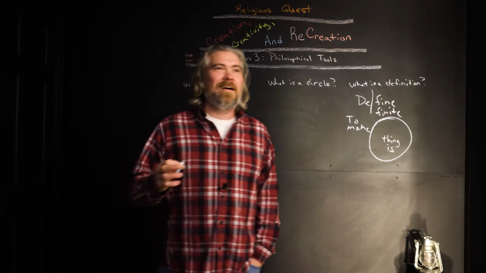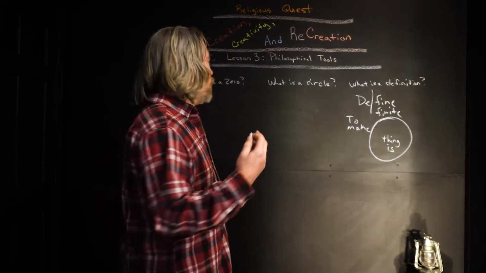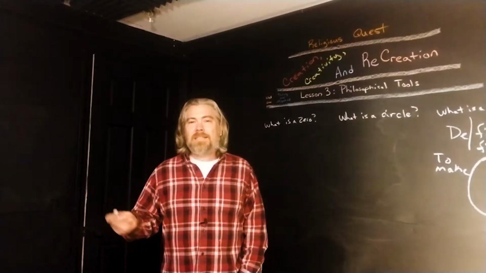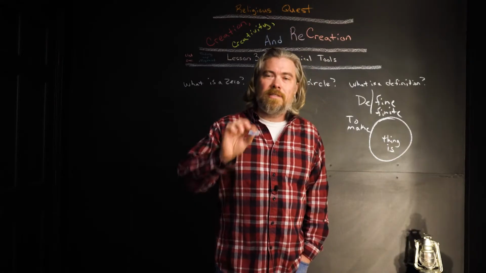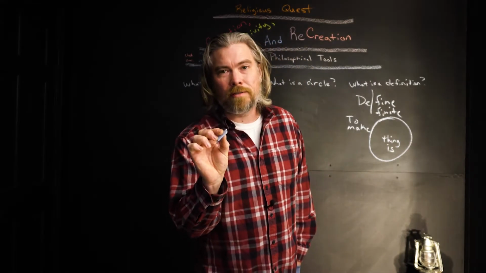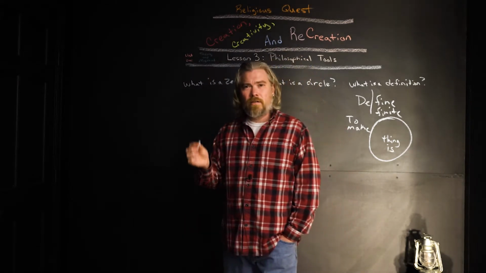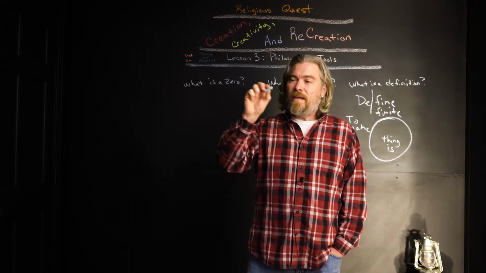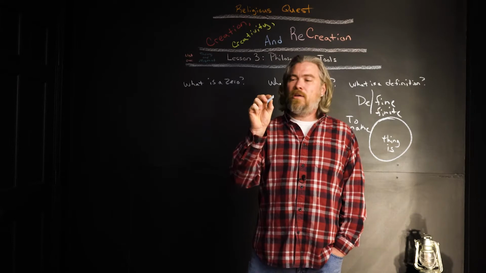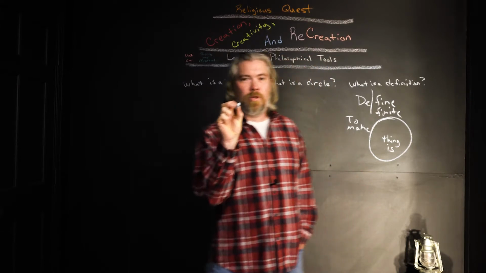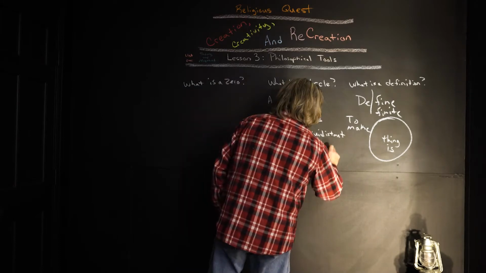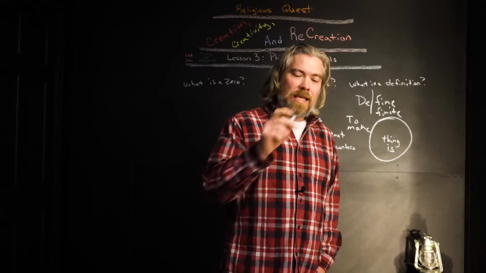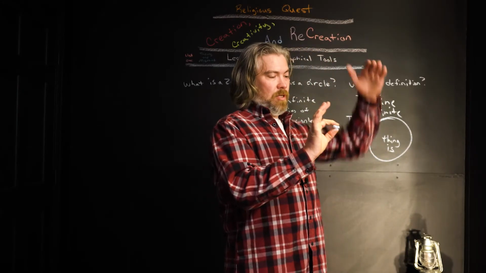But anyway, you don't think I'm not going to do that. So let me just give you a definition of a circle. A definition of a circle is a series of dimensionless points equidistant around a single dimensionless point. Clear? An infinite series of dimensionless points equidistant from a single dimensionless point.